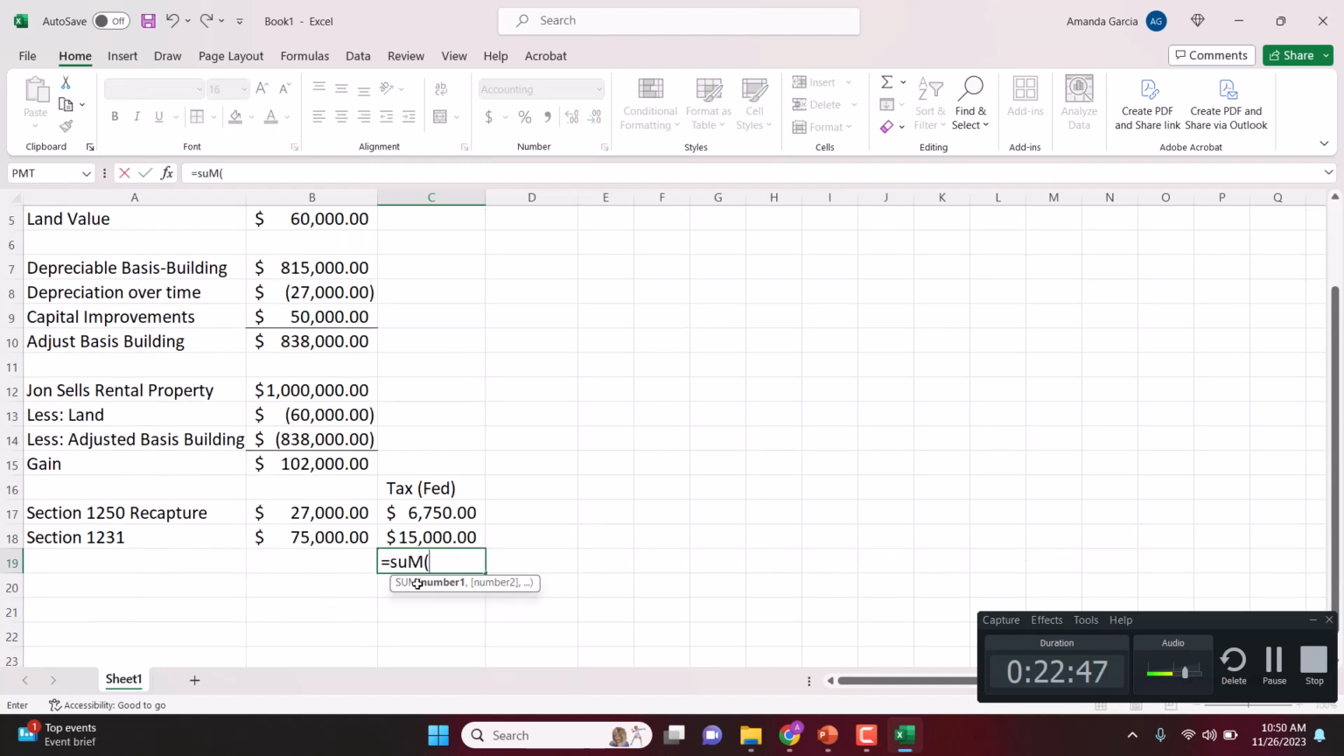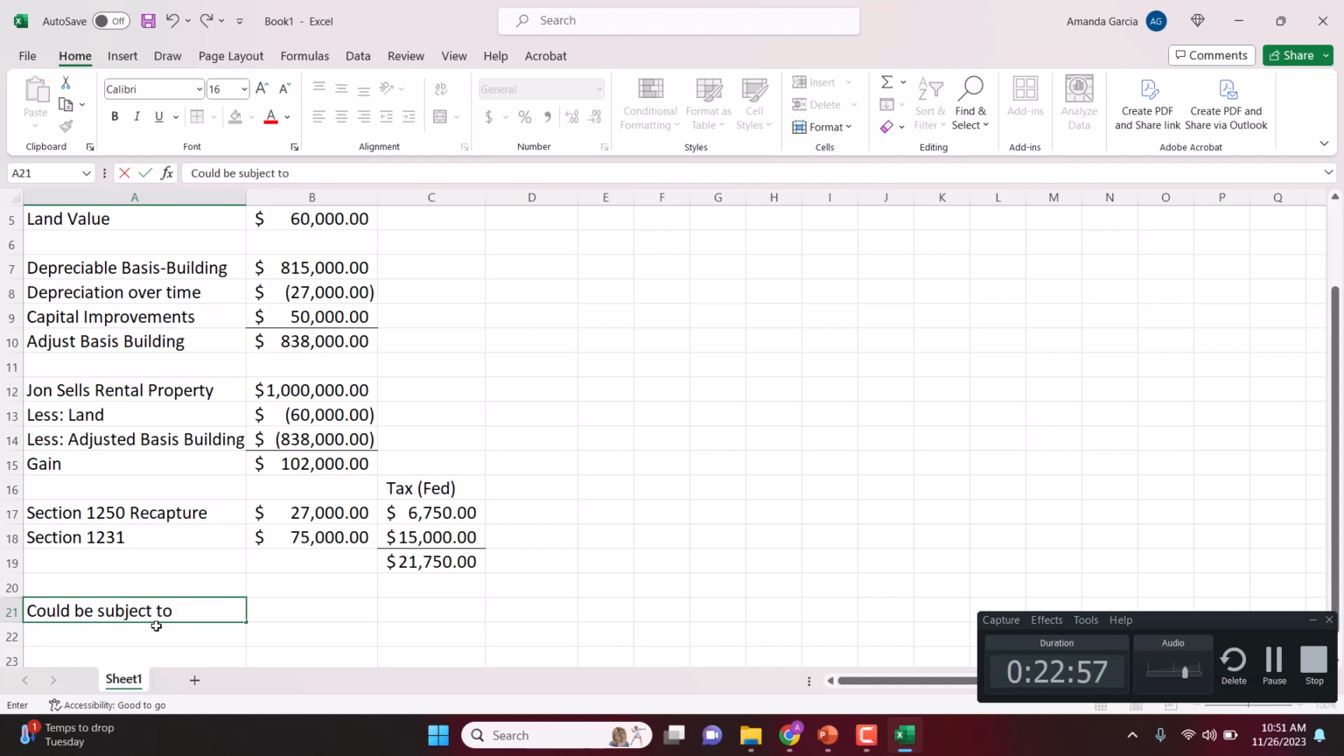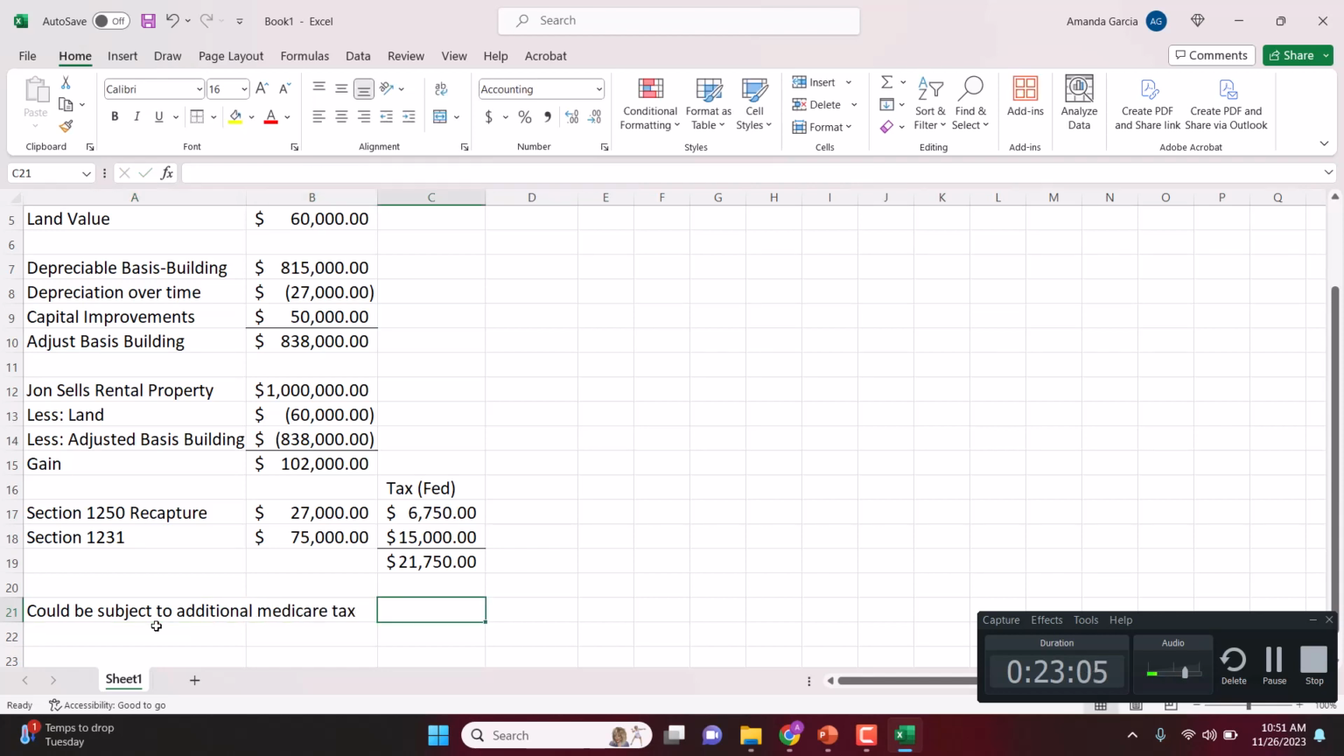Now it depends. John could be subject to additional Medicare tax, which is another 3.8% on the gain. So we'll talk about that.